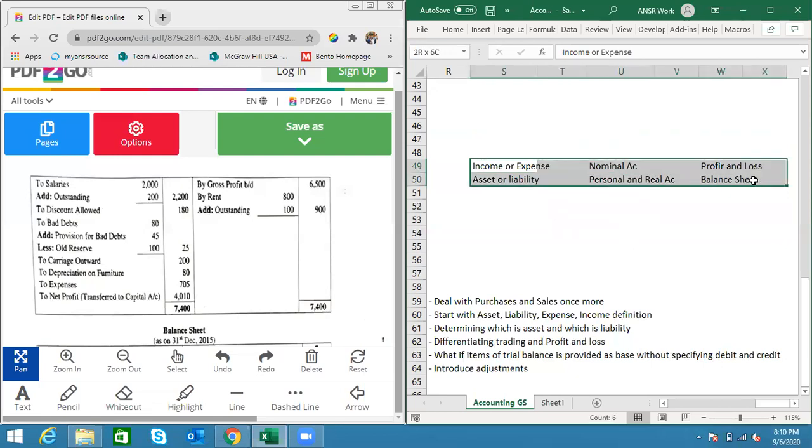Purchases and sales. Yes, exactly. Purchases and sales. Even though we consider it a real account, still it will go to the profit and loss account. Now I'll tell a little bit more about why that is an exception really.